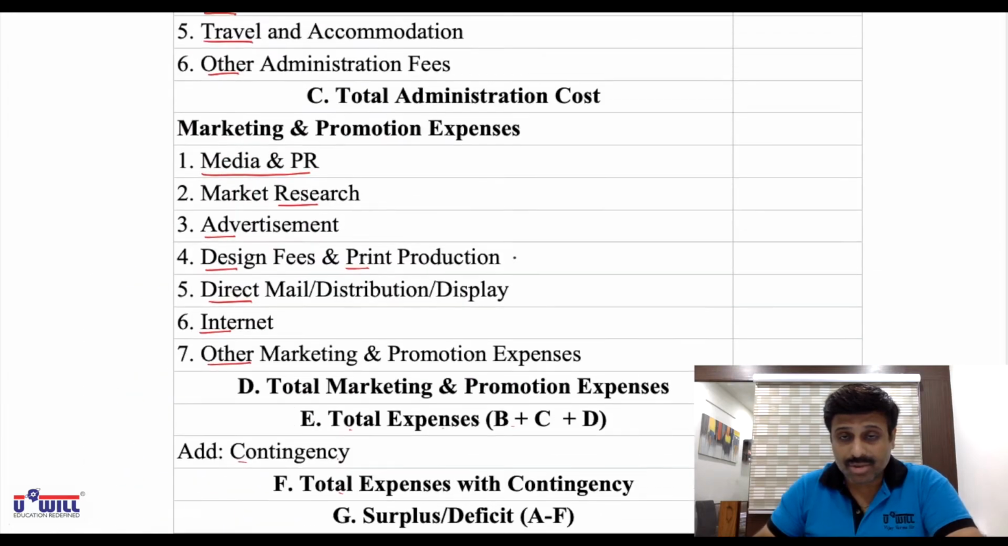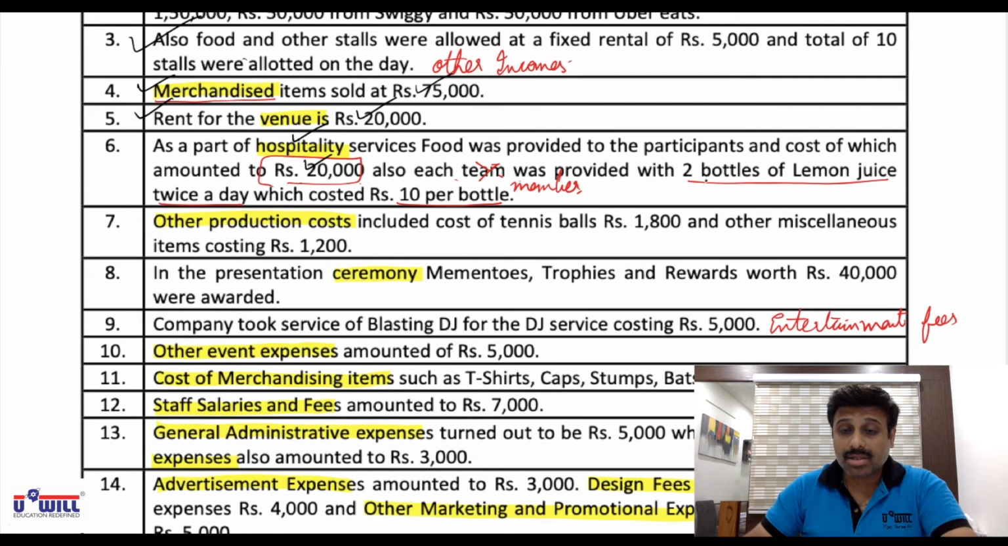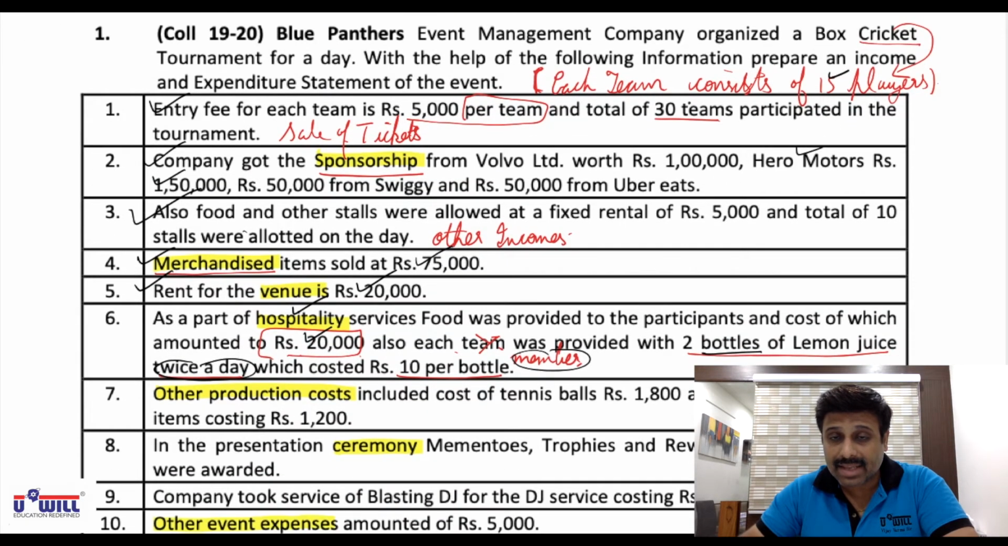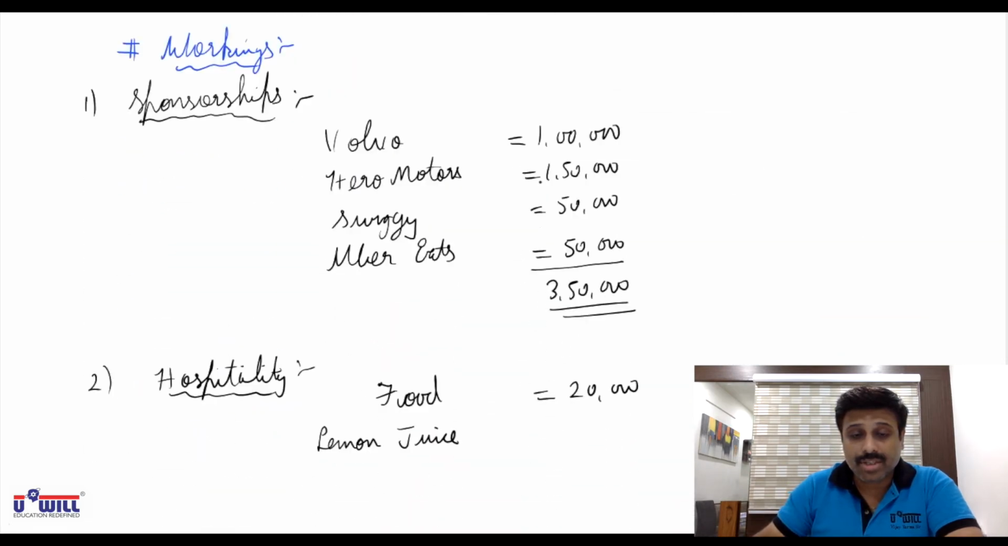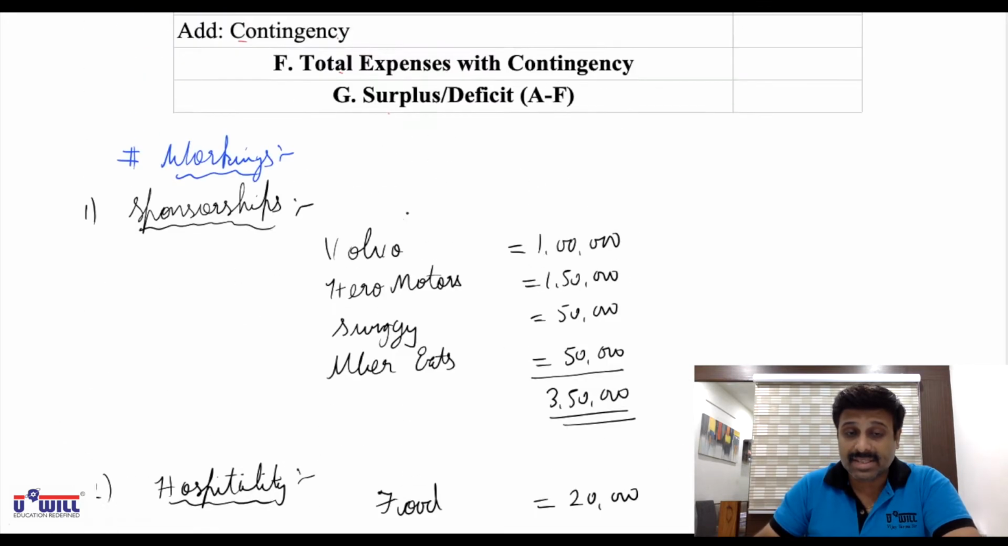Now for lemon juice, it is given that 2 bottles of lemon juice twice a day were provided to each member. There are 15 players in each team and there are 30 teams. So first of all, 30 teams into 15 players means total 450 players are there.